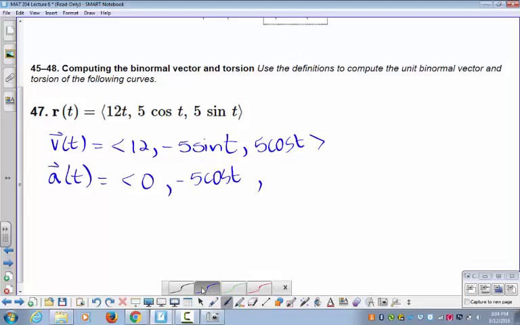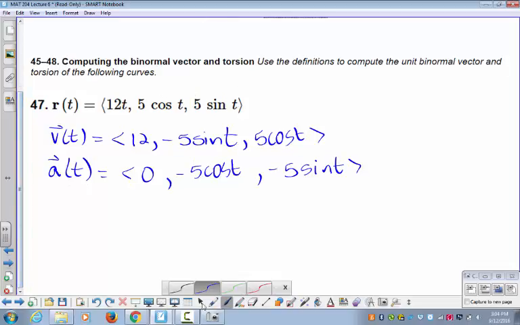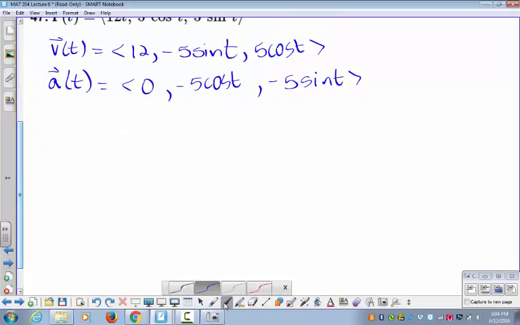And once you have V and A, we'll cross them. Cross product will be orthogonal to both, perpendicular to both. So we're going to cross V and A. So V cross A. All right, cross out the J, and we get 25 sine squared plus 25 cosine squared, which is 25. Cross out the J.